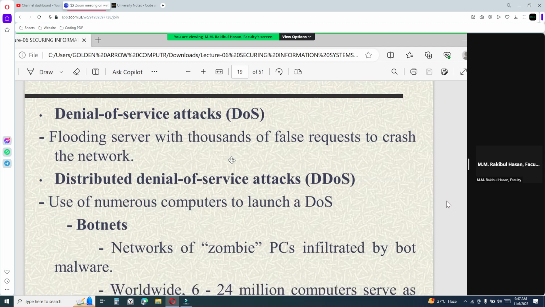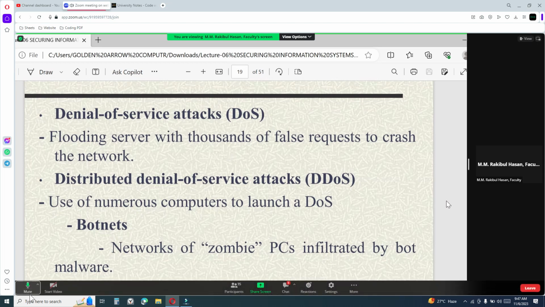Yes, you can see in a DDoS attack it is written: use of numerous computers to launch a DoS attack. They basically perform the attack using a botnet. A botnet is a network of zombie PCs, a number of PCs available under the botnet, and that network attacks a specific server from different computers. They basically generate fake requests for the server.